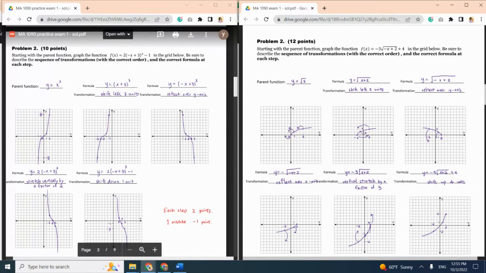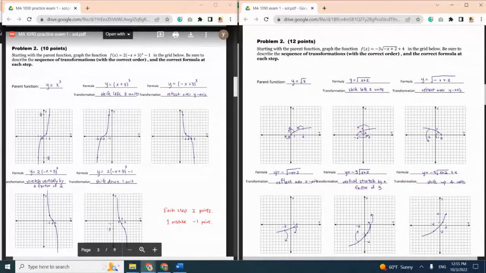And if you forget the shape, it's okay. You can plug in points. Plug in 0 and see what you get. Plug in 1, see what you get. And you try to plug in integer points. So this is the practice exam. This is the actual exam. But the steps are very, very similar.